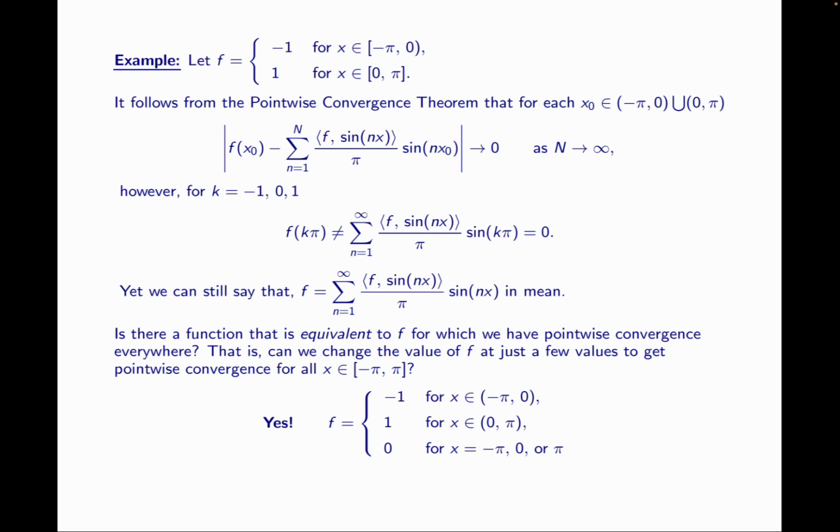If we say f is -1 or 1, for the points that we do have pointwise convergence, in other words, in these 2 intervals, we get -1 and 1. And at -pi, 0, and pi, we let f be 0. So if we were to change f to this, now by the way, this f and this f are equal in the L2 sense, in the sense that they are equivalent because they differ on a set of measure 0. Let's take a look at what that looks like.